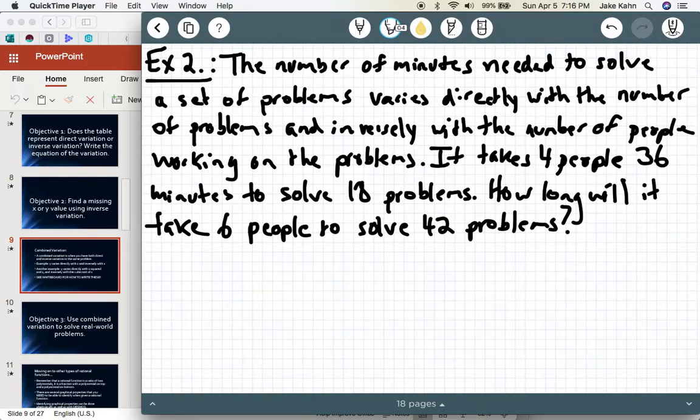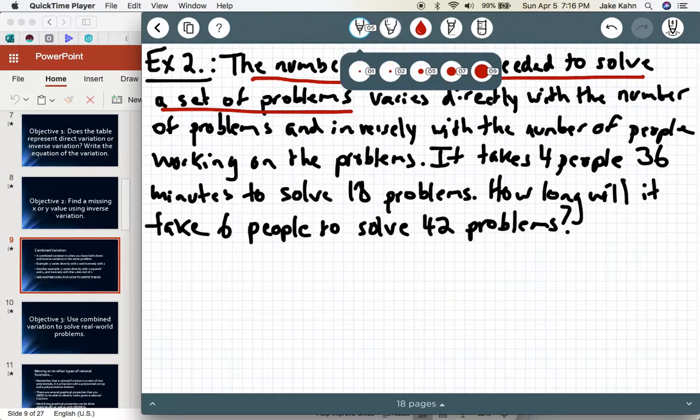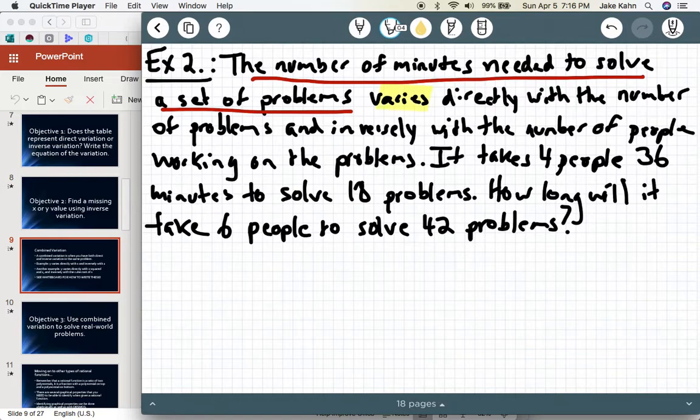Okay, let's back it up to the first sentence again. The number of minutes needed to solve a set of problems. How long will it take you to do an assignment? It is going to vary directly with the number of problems. That means that as the number of minutes goes up, the number of problems goes up. That makes sense. It takes you longer to do 50 problems than it takes you to do 10 problems, right?